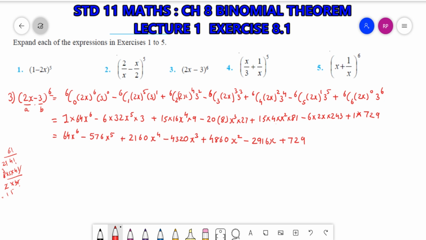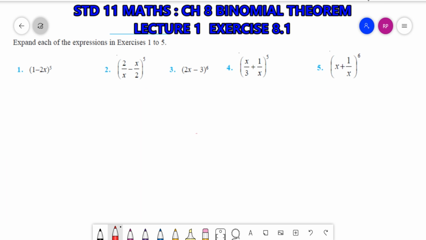Now let's see one more question, that is question number 4. Question 4 is (x by 3 plus 1 by x) whole raised to 5. So a is x by 3, b is 1 by x, and n is equal to 5. 5C0 (x by 3) raised to 5. Now no need to add 1 by x, it will be raised to 0, so 1.